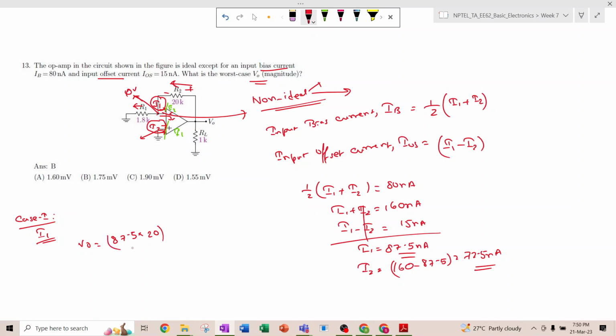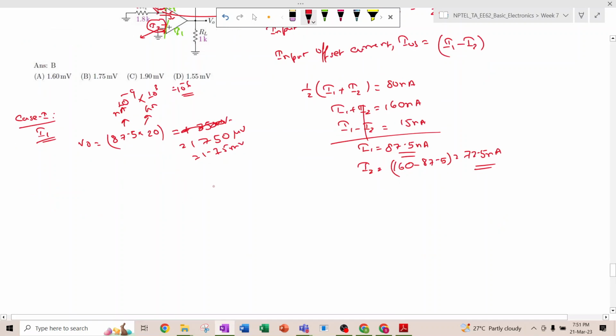So how much is it? 87.5 into 20, which is 1.75 volt. Sorry, it is millivolt, right? Because it is nanoampere, that means 10 to the power minus 9, and it is kilo ohm, that means 10 to the power 3. If I multiply, it is 10 to the power minus 6, that means it is coming as 1750 microvolt, that means 1.75 millivolt.